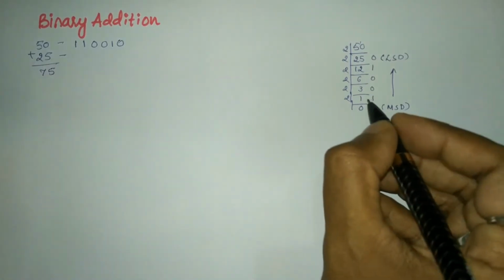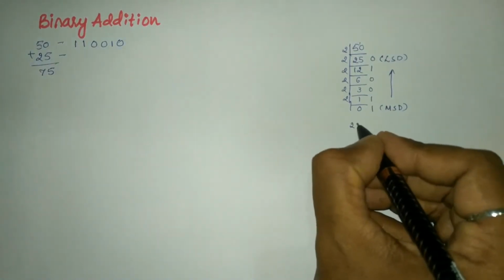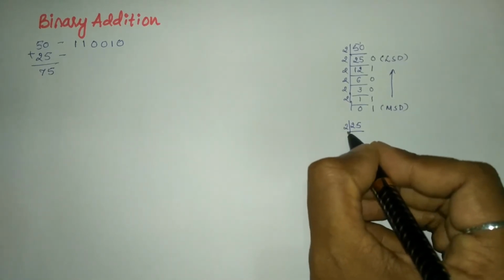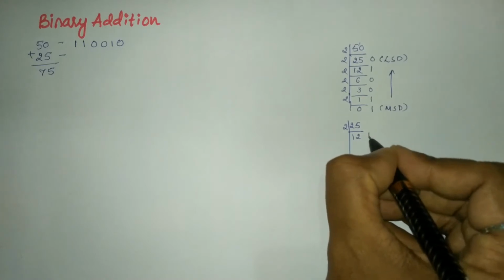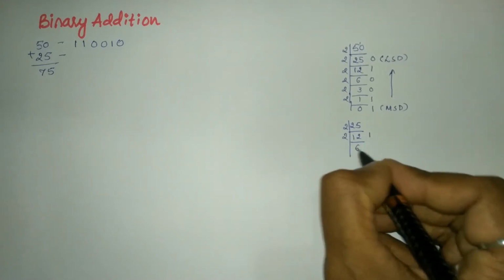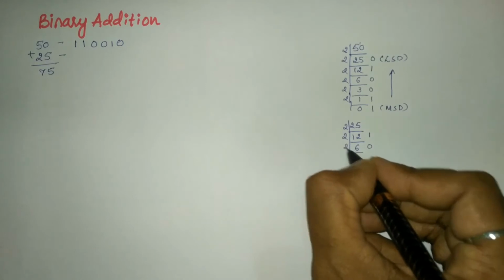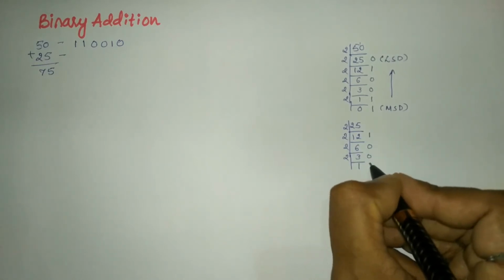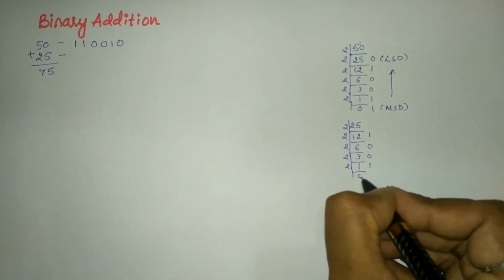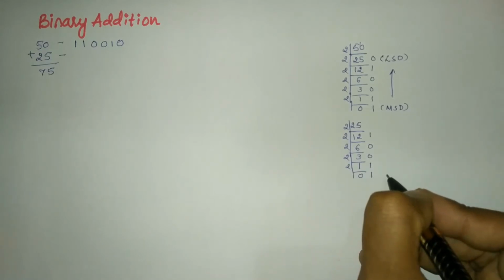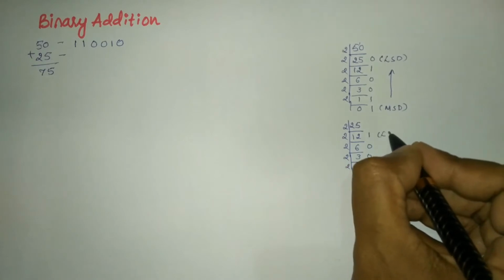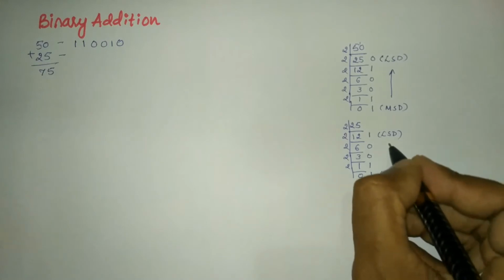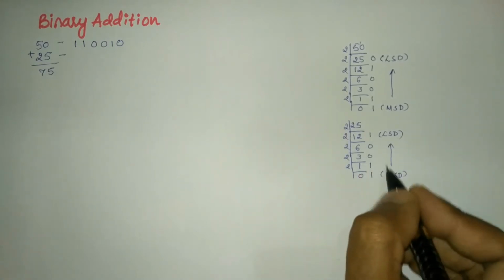Now let us convert 25 into binary notation. Once again, divide the given decimal number by 2. 2 12s are 24, remainder is 1. 2 6s are 12, remainder is 0. 2 3s are 6, again remainder is 0. 2 1s are 2, 1 is the remainder. 2 zeros are 0, and this quotient 1 will become the remainder. So the first remainder is the least significant digit and the last remainder is the most significant digit. We have to write from bottom to top.